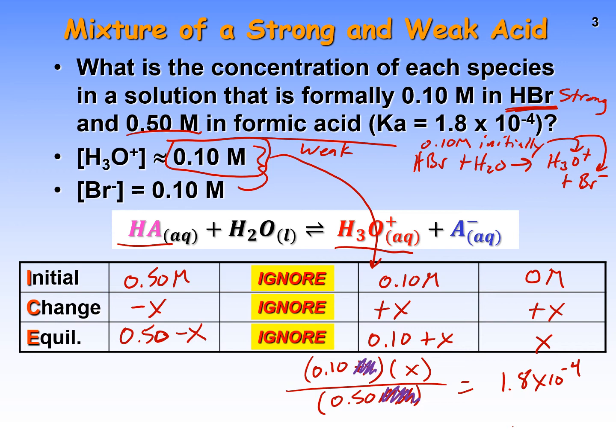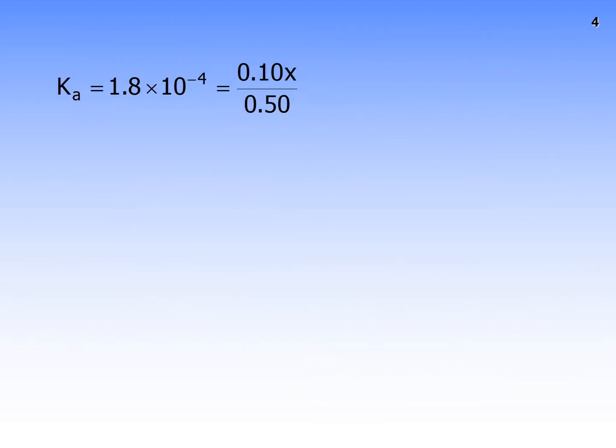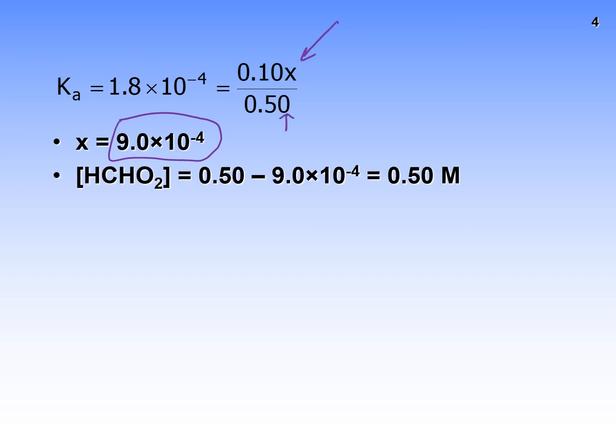At this point, we can solve for x, right? So let's do that on the next slide. So this is basically what we canceled our equation down to. And I'm just going to multiply both sides by 0.5 and divide both sides by 0.1, and I get that x is equal to 9 times 10 to the minus 4. If you double check your 5% rule, we're totally good. That's way less than our initial, which is 0.5. We can plug that into the equilibrium row. 0.5 minus x is, to all intents and purposes, still just 0.5, especially if we're rounding to 2 sig figs.